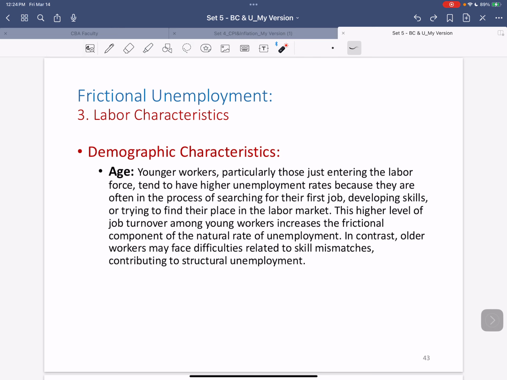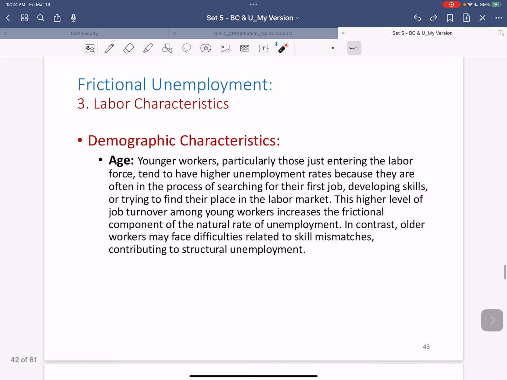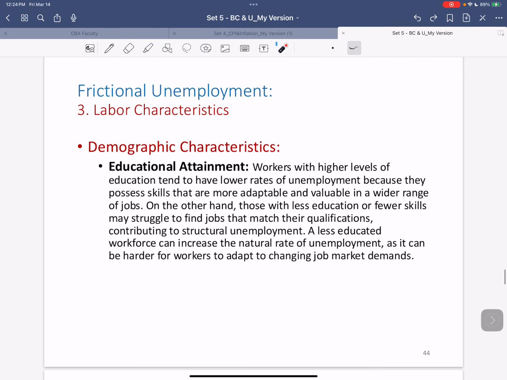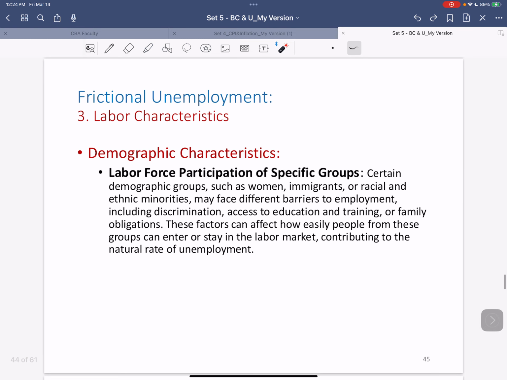The third source of frictional unemployment is labor characteristics. Unemployment rates vary by age, education, and demographic factors. Younger workers typically have higher unemployment rates due to job searching and skill development. Higher education levels correlate with lower unemployment rates as educated workers have more transferable skills. Specific groups such as women, immigrants, racial and ethnic minorities, and the gender and sexual diverse labor force may face different barriers to employment: cultural, political, and many different factors.